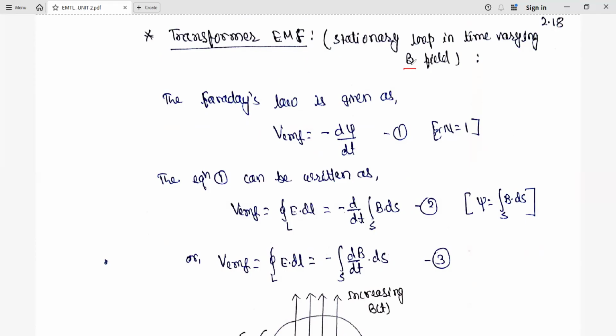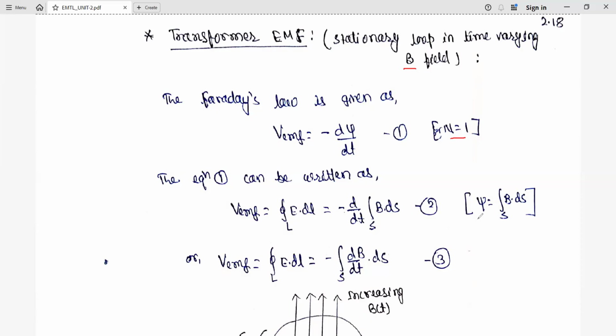So B is here the flux density, and that loop is stationary, but the field is going to change. Already we have seen by using Faraday's law, V_EMF equal to minus dou psi by dou t. And if n, the number of turns, is taken as 1, finally this equation 1 can be written as V_EMF equal to the integral over the closed path of E dot dl.